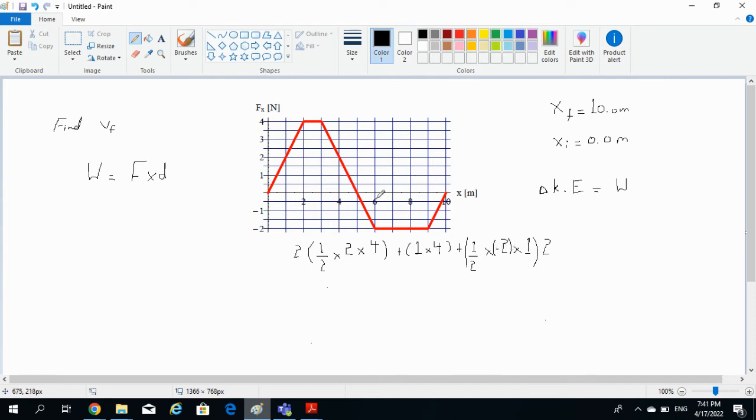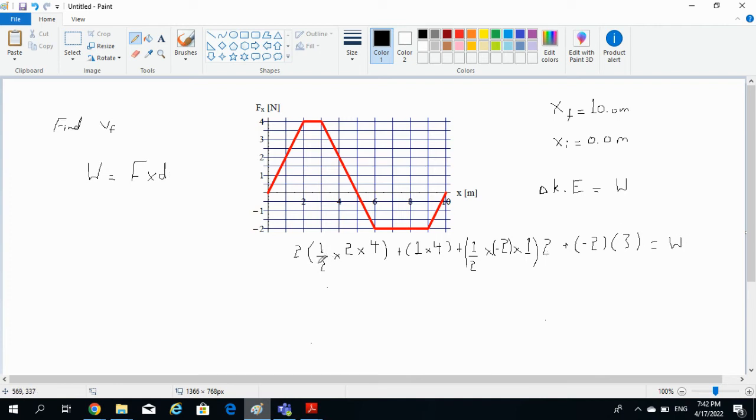Now finally, this rectangle from 6 to 9, as you can see, the height and the length. So minus 2 into 3, so I can just set that as minus 2 into 3, and now this all will give me the work done by the object.